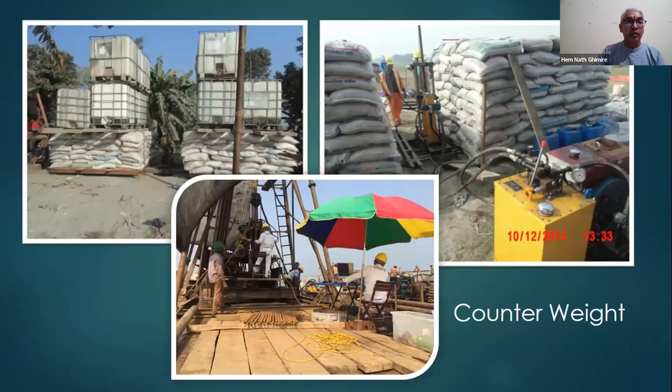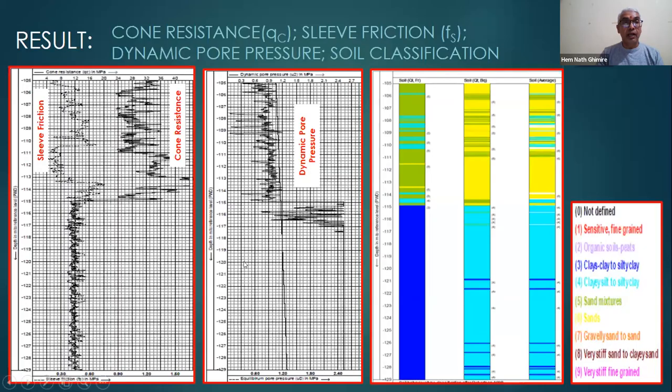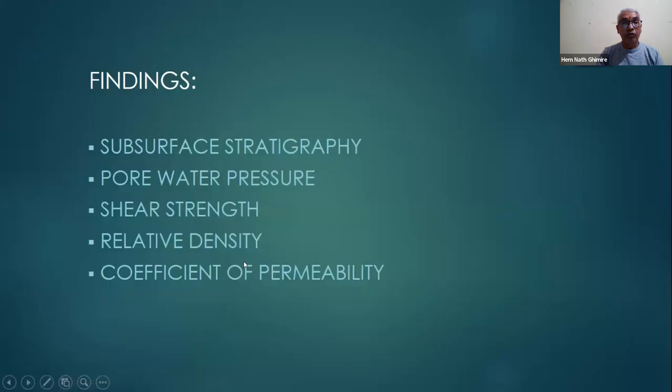This one is a counterweight. We use this counterweight. And these are the PCPT rods. And then these are the multi-casing used for the rods. So the cable goes inside the rod. And then if needed somewhere, we do the multi-casing also. And this is the output. So here it gives subsurface stratigraphy, pore water pressure, shear strength, relative density, and coefficient of permeability, all this.